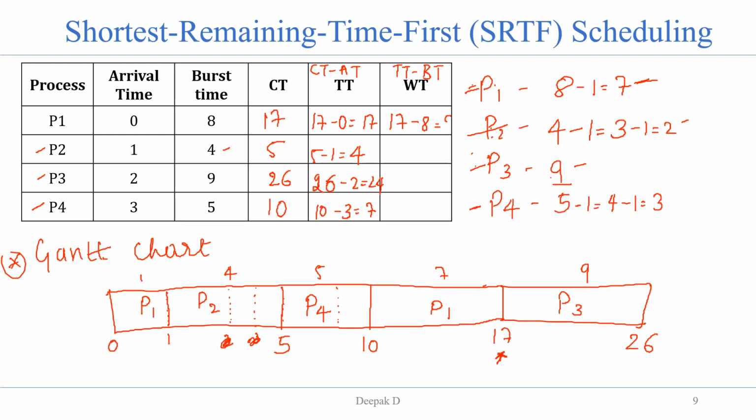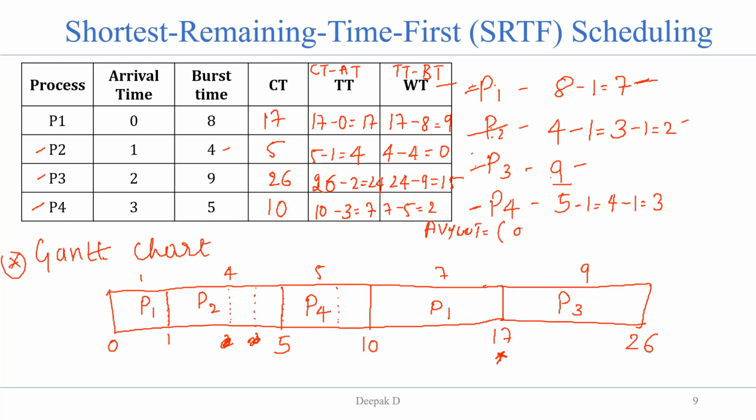It is 9, and 4 minus 4, 0, and 24 minus 9, 15, and 7 minus 5, 2. So this is the turnaround time and also the waiting time for each individual process, and the average time you can calculate that. This is average waiting time.